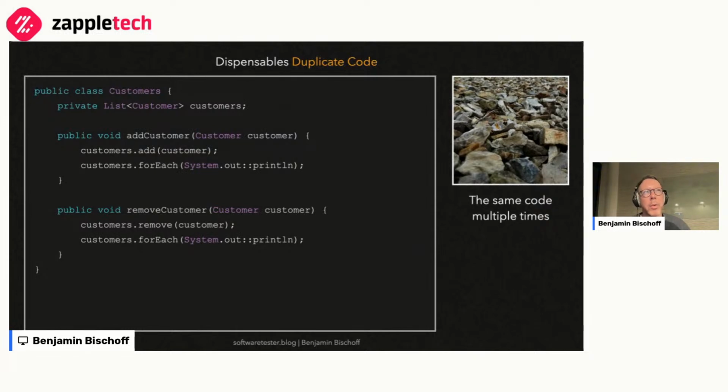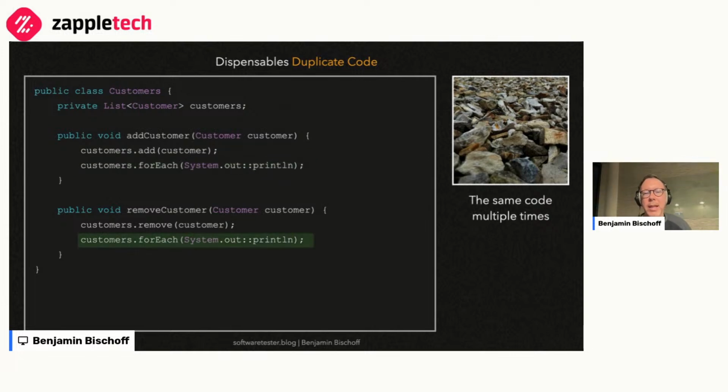This is probably the easiest code smell to see. Also, IDEs and modern tooling can help you a lot with this. Duplicate code. It's the same code used multiple times. We are here in the customers class again, and in the add customer function, I have this line here to just give me an output of all the customers we currently have with a simple print statement.